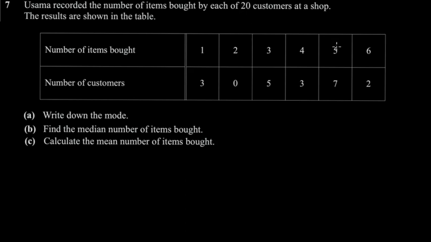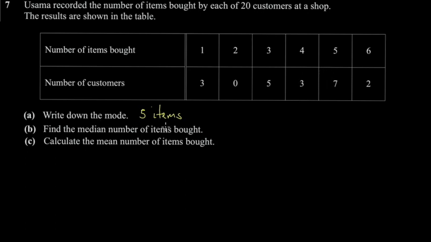So the class would be 5, number of items bought. Okay, so you can actually write down the mode as 5 items. This is the most popular class, the most popular number of items bought by each customer, because 7 customers bought this.